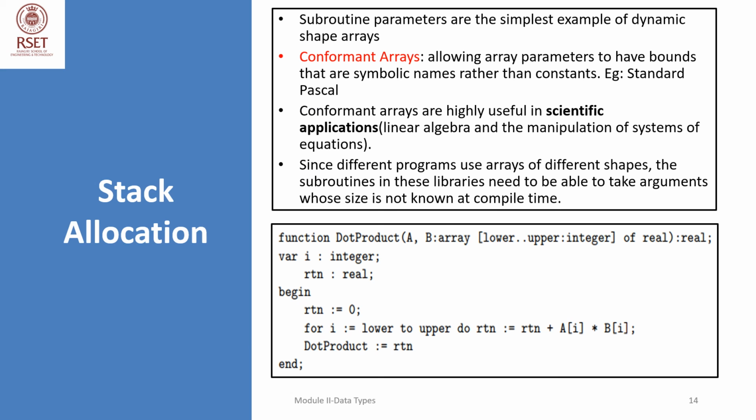Stack allocation of arrays. Now, before we see the stack allocation, let me introduce another array which is called the conformant array. The conformant array is nothing but an array in which the upper and lower bounds are usually represented as symbolic names, like lower and upper here. You can see in the example, instead of 1 to 100 or 1 to 10, we use symbolic names. And it is highly used in scientific applications like linear algebra and solving a system of equations.